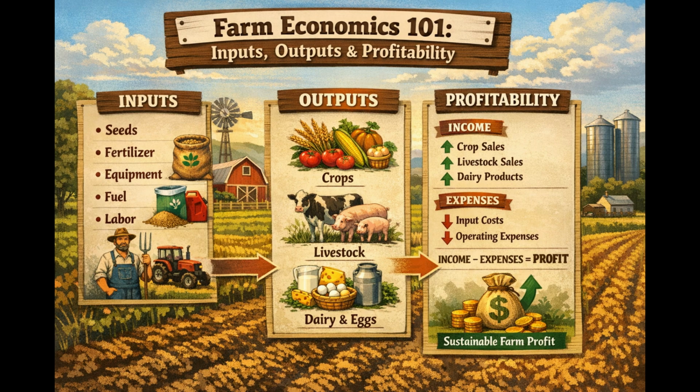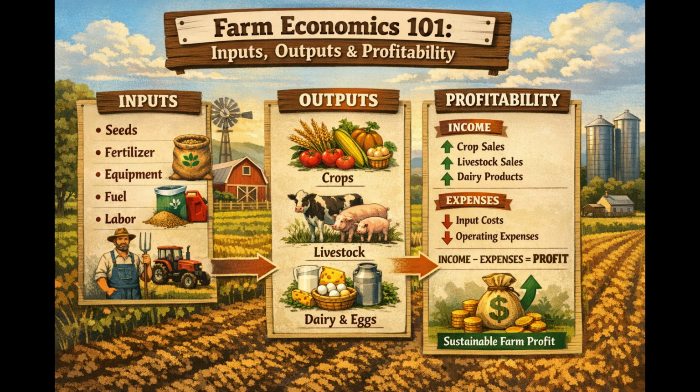Third, forward contracts and marketing strategies. In commodity crops, you can lock in prices before harvest using futures contracts or direct contracts with buyers. Yes, you might miss out on upside if prices go up, but you also protect yourself from downside if prices crash. It's risk management.